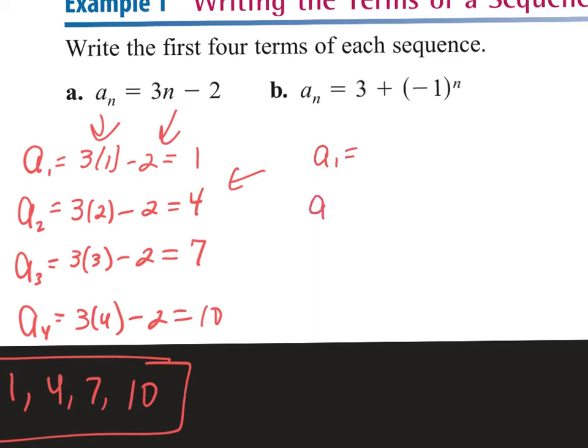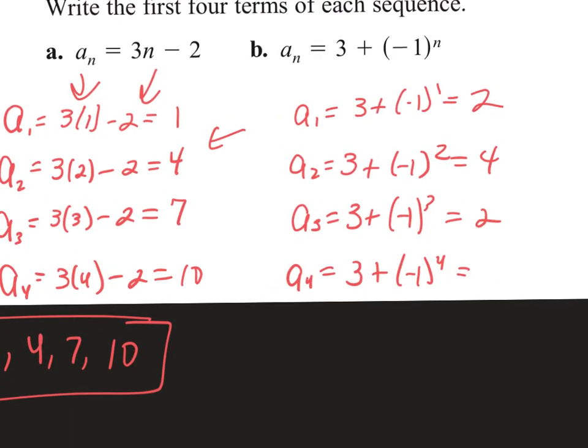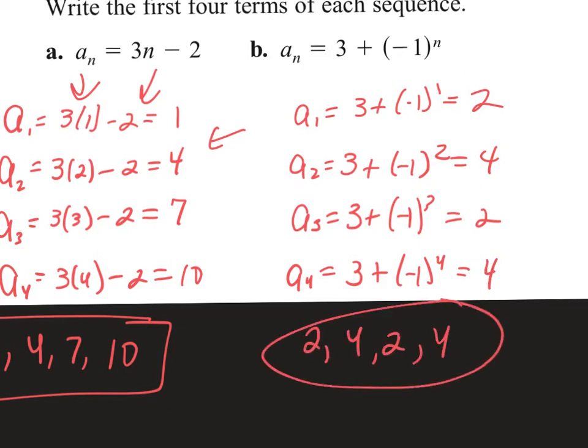I'm going to find the first term, the second term, the third term, and the fourth term. All right, so 3 plus negative 1 to the first power. Well, what's negative 1 to the first power? Negative 1. So 3 minus 1 is 2. So now I have 3 plus negative 1 to the second power. What's negative 1 to the second power? 1. 3 plus 1 is 4. So now I'm plugging in 3. So I have 3 times, it's negative 1 cubed, negative 1, right? 3 minus 1 is 2. Now I plug in 4. So I have 3 plus negative 1 to the fourth power. What's negative 1 to the fourth power? 1, and 3 plus 1 is 4. So the first four terms of this sequence are here. Questions?